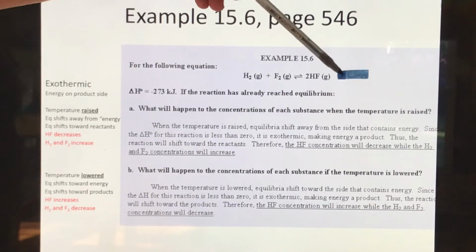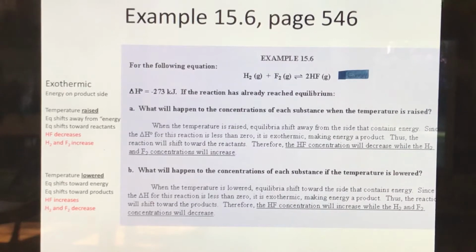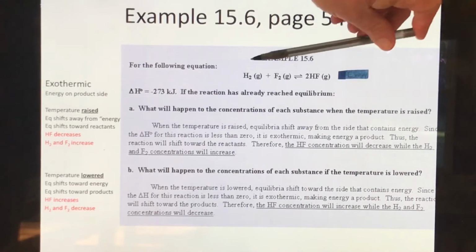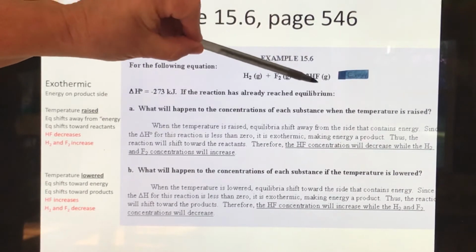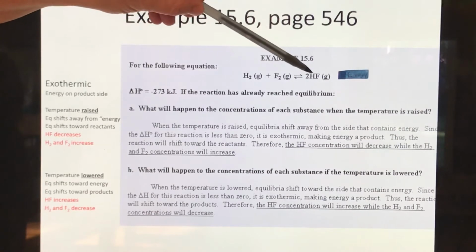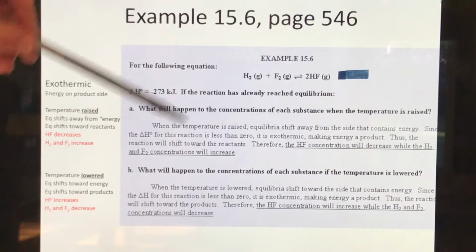If you can imagine that our energy is over on this side, then we can ask the question, what will happen to the concentrations of each substance when the temperature is raised? We know if temperature is raised, the equilibrium shifts away from the side with the energy. So in this case, it's going to shift toward the side of the reactants. In that case, the hydrogen fluoride would decrease, and these would increase.